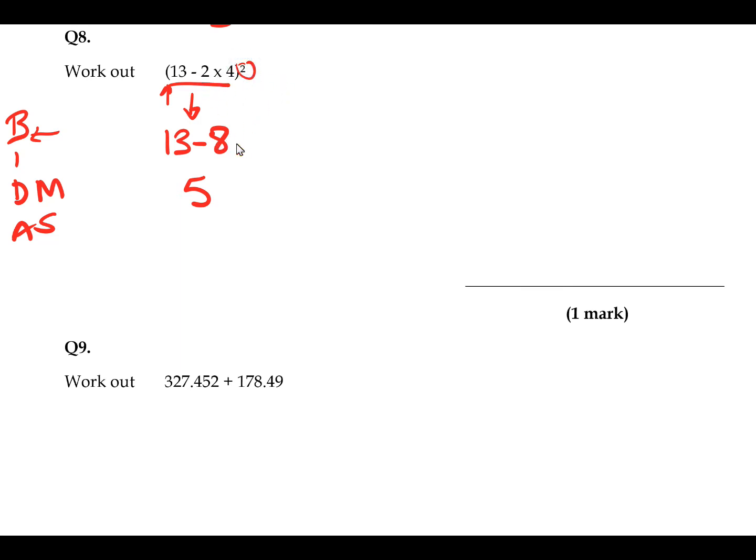So now we've got the inside of the brackets, we need to do the outside. 5 squared means 5 times 5. So we have 25 as our answer.